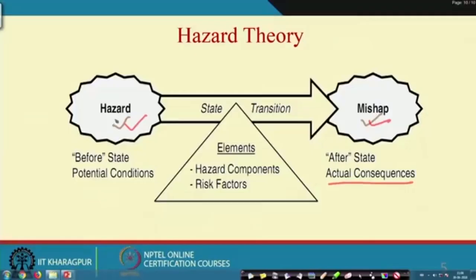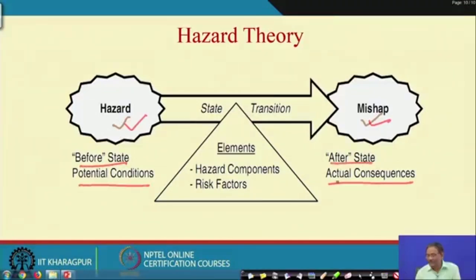So hazard is the before state, the potential condition, and accident is the after state, the actual consequences. This hazard is converted to accident, and that is known as state transition.